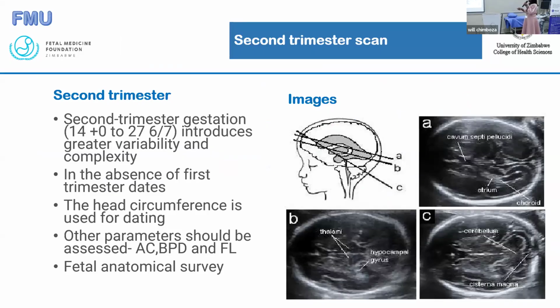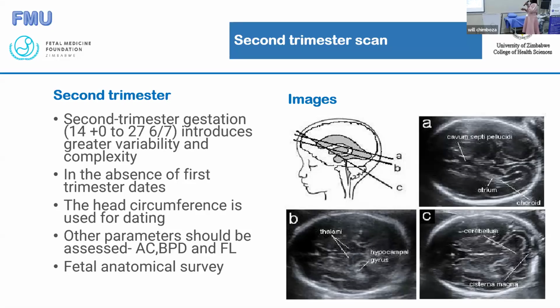So in the 2nd trimester, I was saying we use the head circumference, but we have to take the other parameters, the abdominal circumference, biparietal diameter, and the femur length. In the 2nd trimester, assessment of these parameters gives us an opportunity to assess the fetal anatomy. We cannot measure until we have confirmed normalcy of every region that we are assessing. So we've obtained all these measurements, but we refer to the measurements of the head circumference for pregnancy dating.